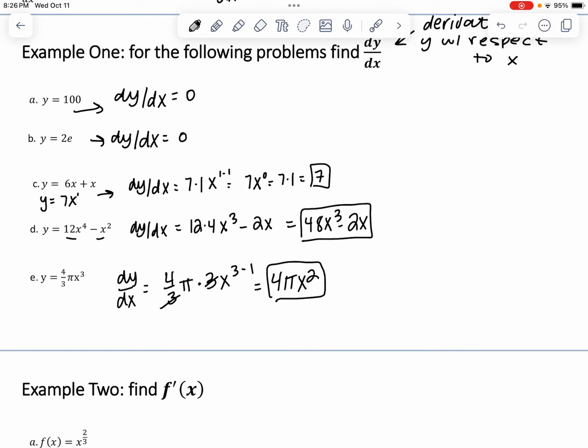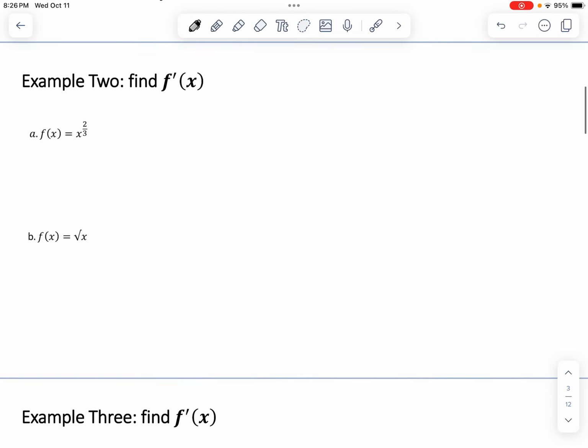These next set of problems are a little bit more challenging because they involve exponents that are fractions or exponents that are negative. So if you're struggling with these next ones, my advice to you is to freshen up on your exponent rules. But the calculus behind it is the same.